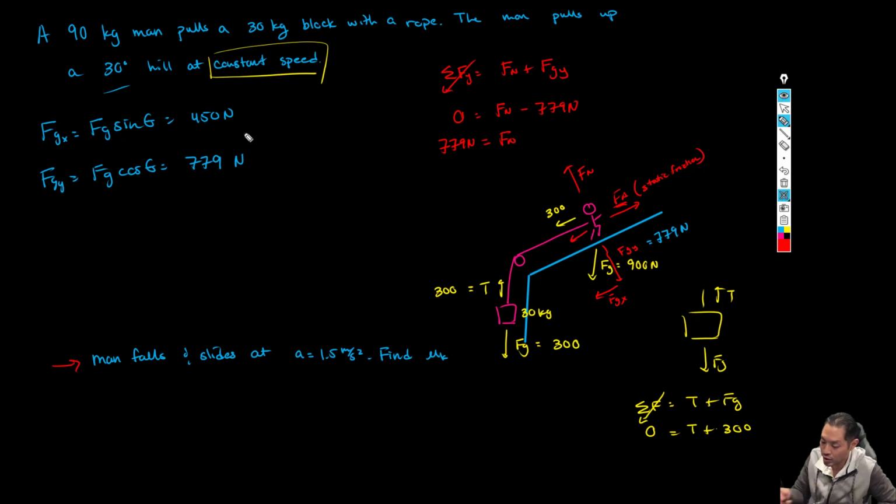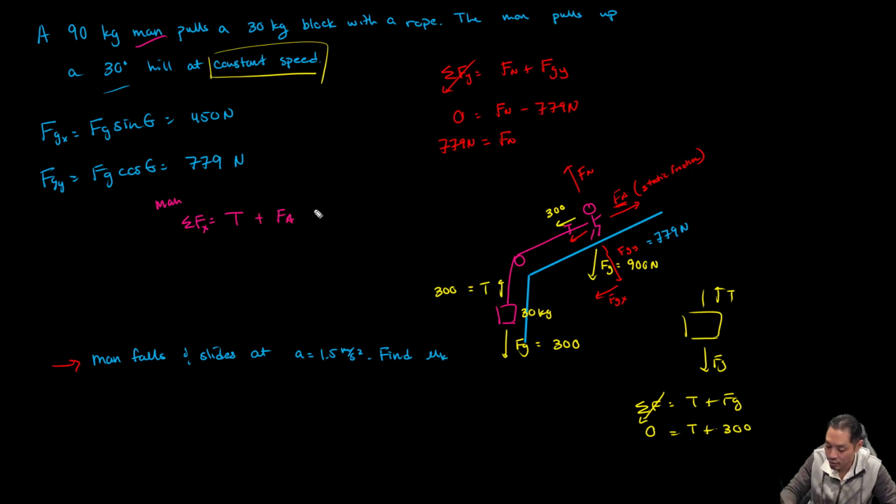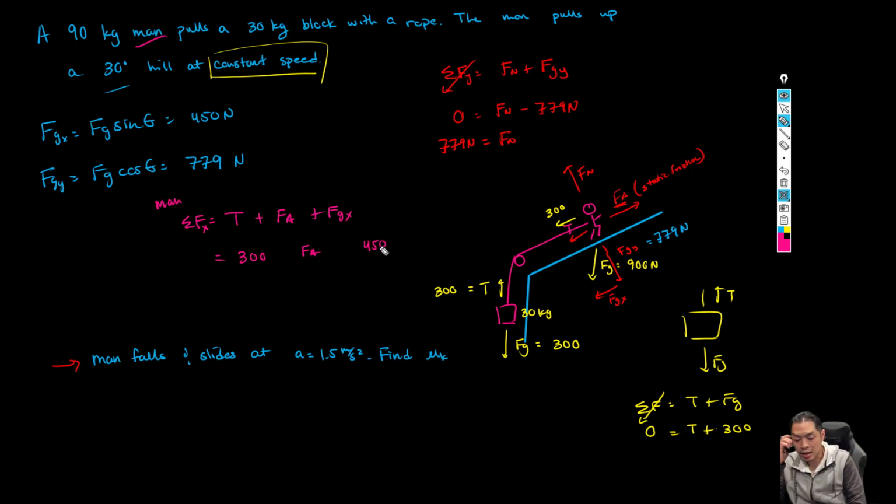So sum of all forces on the man, or person, is this yellow tension. So with tension, then you have force applied, and then you have force of gravity in the x. So let's plug it in. Tension is 300. FA is the unknown. FGX is 450. Now you have to make a decision about which ones you want to make positive and which ones you want to make negative. For me, it makes sense to make FGX and tension negative.